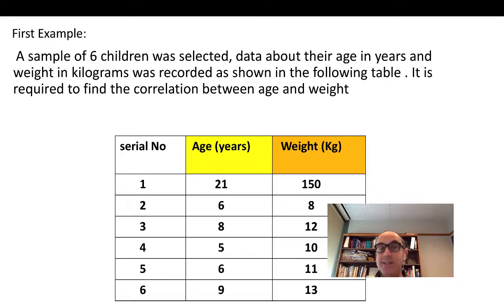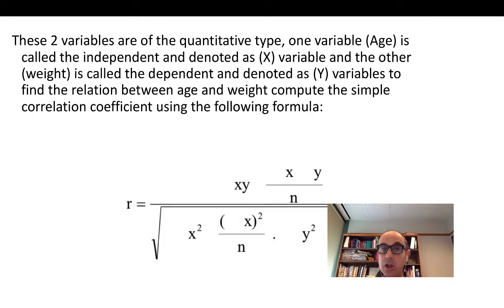But in case you want to know how to do that manually, take this example: age versus weight. A sample of 6 children was selected, and the age and the weight in kilograms were recorded, and this is the table. So we basically have two variables, age and weight, with x as the independent variable, and we want to indicate whether there is a relationship between x and y. And this is where things get a little bit more complex.